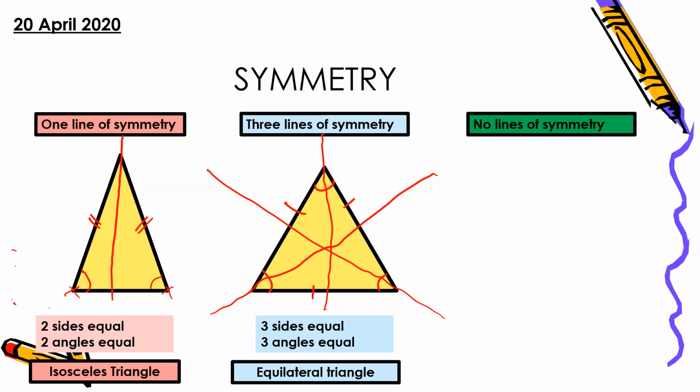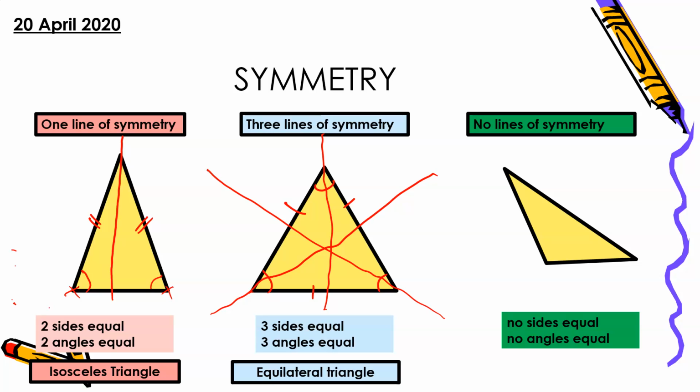Now, a triangle that has no lines of symmetry, in other words, an angle like this, I couldn't put a mirror line in that where it would be the same on both sides. A triangle like this has no sides that are equal and no angles that are equal, and it's called scalene. So symmetry is a really good way to work out and know a bit more information about how many sides are equal and how many angles are equal.